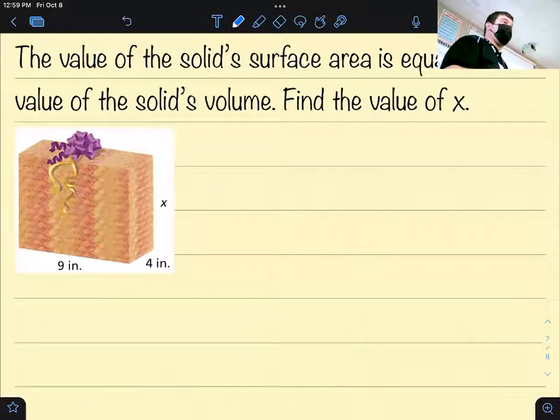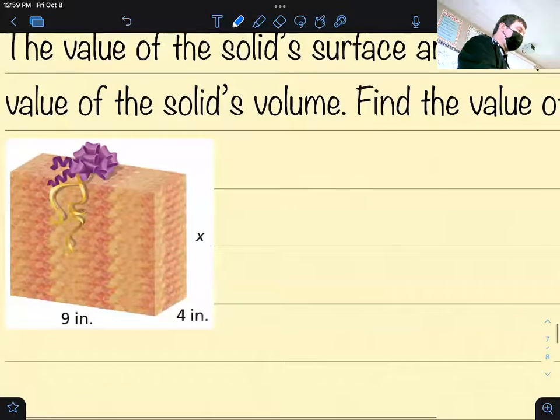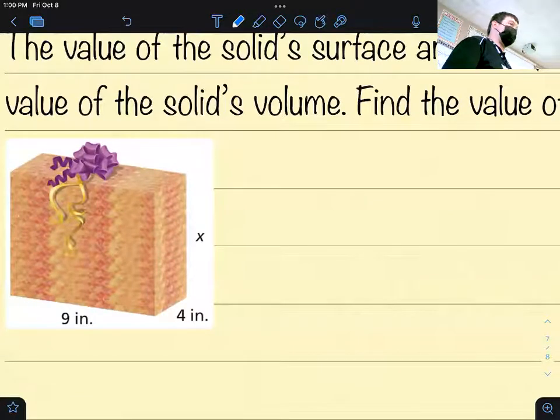You saw, I think it might have even been the very first homework problem from 1.3, was one like this. It says the value of the solid's surface area is equal to the value of the solid's volume. Find the value of x. Let's start with the easy part. Let's do volume. What expression could I write that would give me the volume of that Christmas present? 9 times 4 times x.